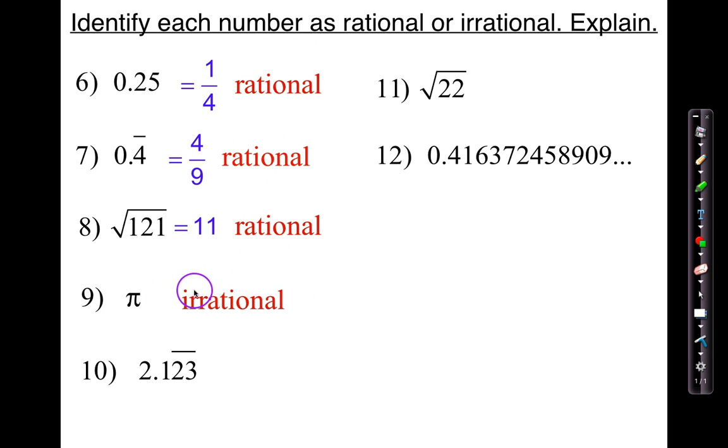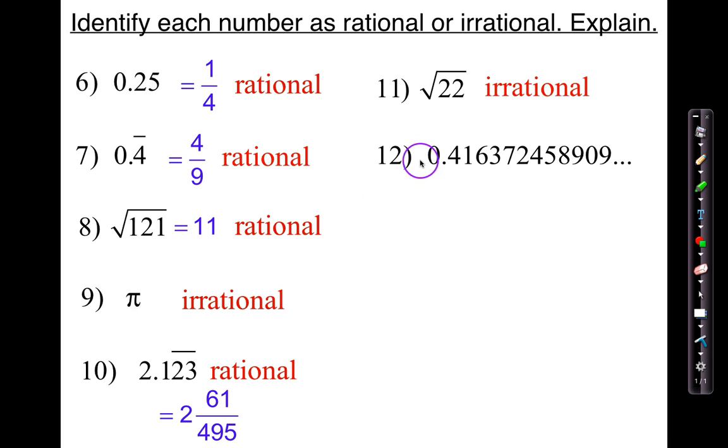Number 9 is irrational. This number never terminates and never repeats. Number 10 is rational because it can be written as a fraction. We went over how to convert repeating decimals into fractions. So if you have no idea how I got this number, please refer to the previous lesson. Number 11 is irrational. It's not a perfect square. I can't think of a number that when I multiply it by itself is going to give me 22. And number 12 is irrational. It does not terminate and it does not repeat.